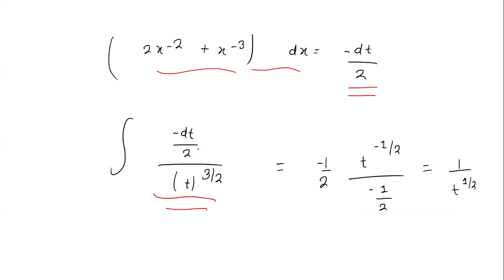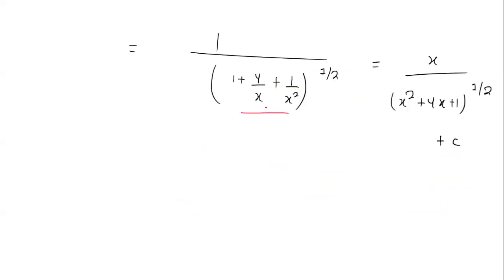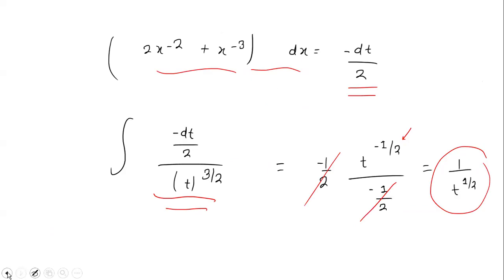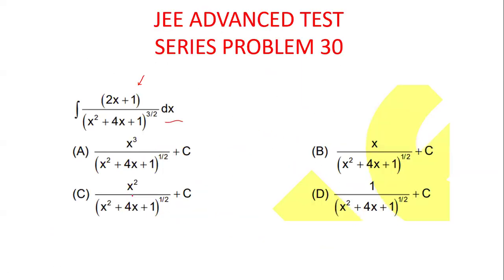So the integration of 1 divided by t^(3/2) is t^(-1/2) divided by -1/2, and this -1/2 and this -1/2 will cancel, and you will get this. So you can replace t by 1 + 4/x + 1/x^2, and after simplification you will get x divided by (x^2 + 4x + 1)^(1/2) plus some constant of integration. So if you see the options, this will match with option B, and so option B is correct, and in this way we can solve this.